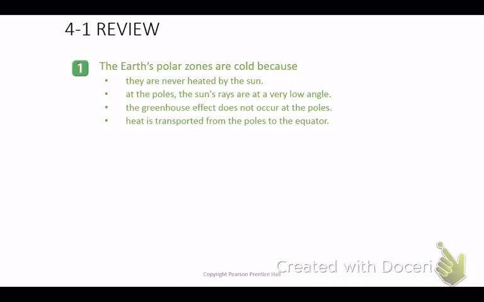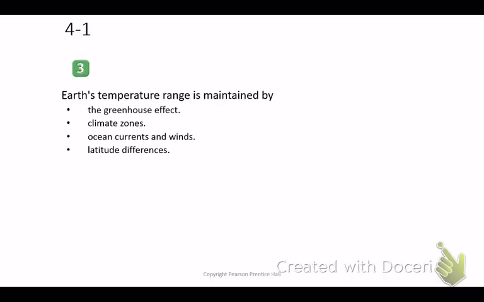And I am going to switch the slide now, so pause it, and then play it when you're ready to see. So the Earth's polar zones are cold because at the poles the sun's rays are at a lower angle than they are at any other zone. Okay, next question. Please read the question and pause it before you're ready to see the answer.